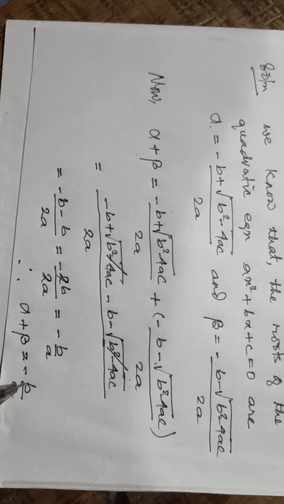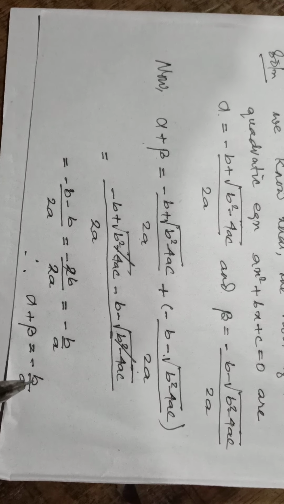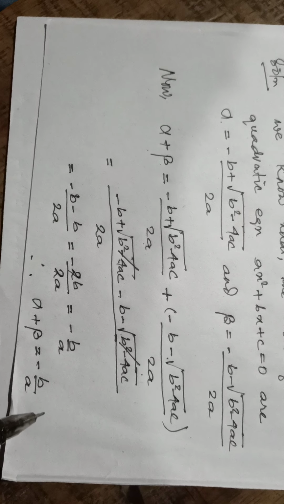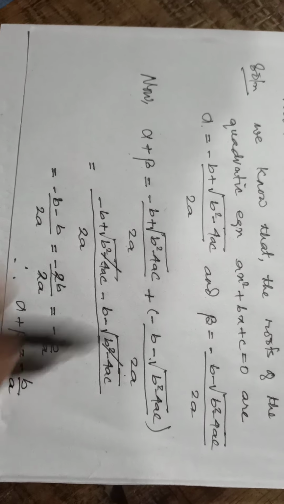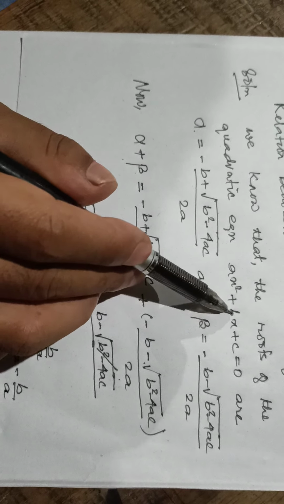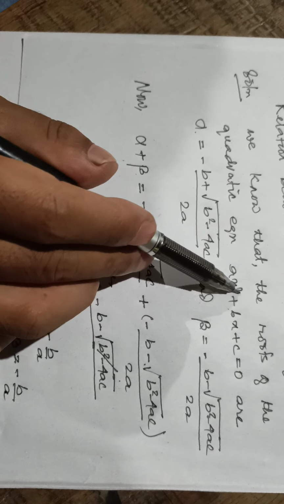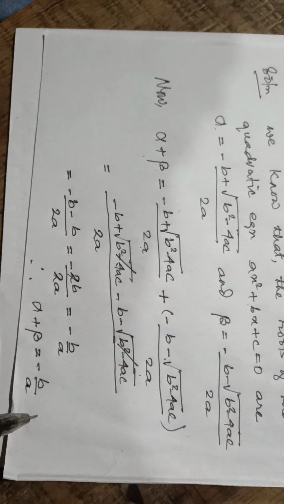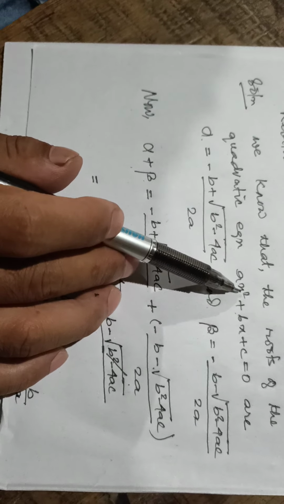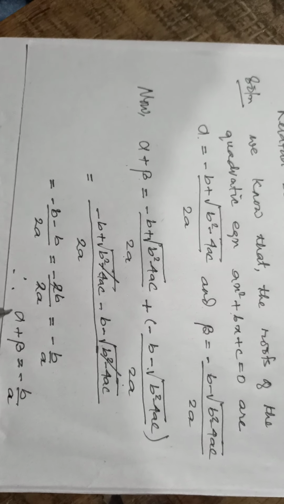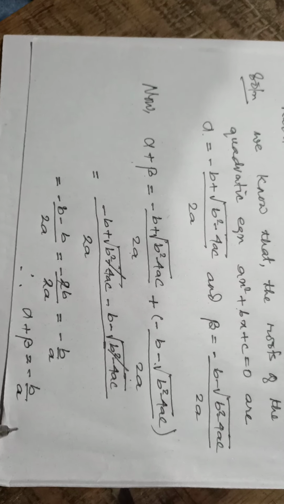Or you can write: b is the coefficient of x, and a is the coefficient of x². Look at this here. So we can write it is equal to minus the coefficient of x divided by the coefficient of x². So this is the sum of the roots, alpha plus beta.